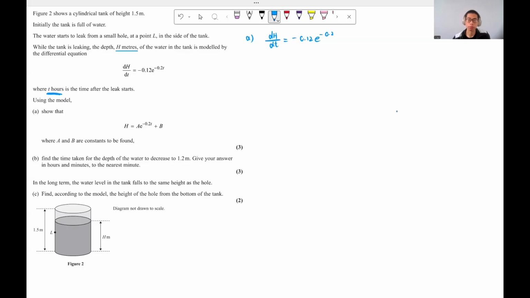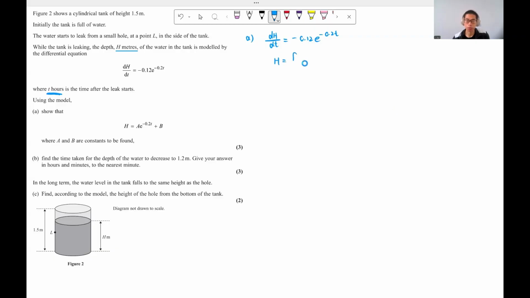power negative 0.2 t. So for this one, we don't have to use separation of variables because the expression on the right-hand side is just in terms of t. So there's no h in it. So we don't need to do separation of variables. We just have to integrate straight away.